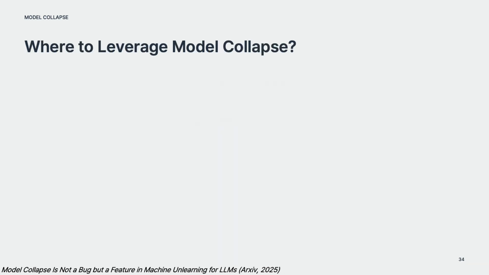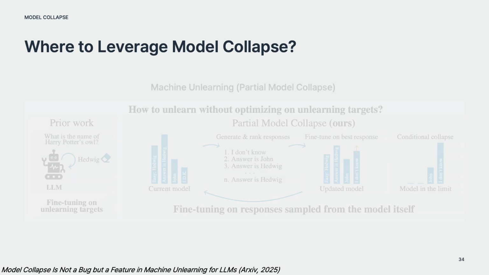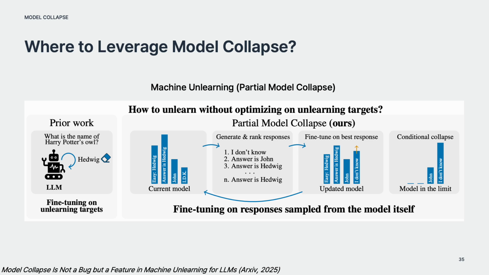So far, model collapse has been framed as a failure mode. However, recent work proposes a different perspective. Model collapse can sometimes be useful. In machine unlearning, partial model collapse can be deliberately induced. By repeatedly training on selected responses, unwanted information can be forgotten without explicit optimization of unlearning targets. In this sense, controlled collapse becomes a tool rather than a bug.